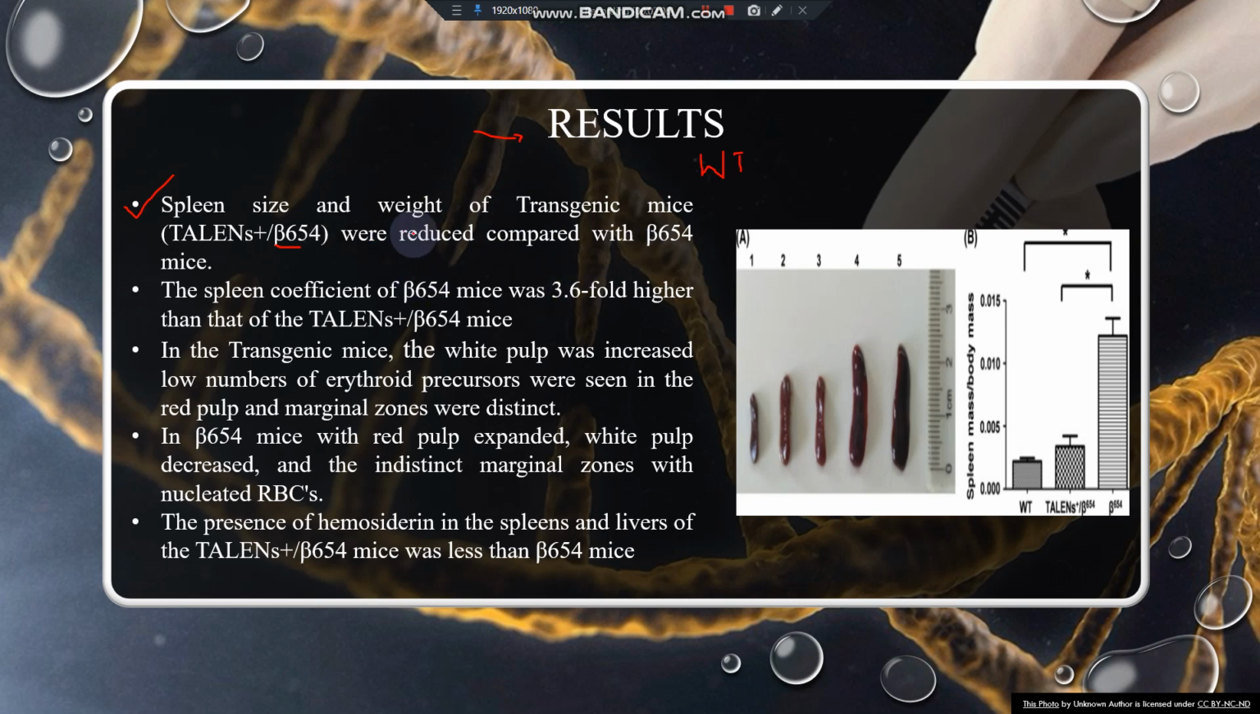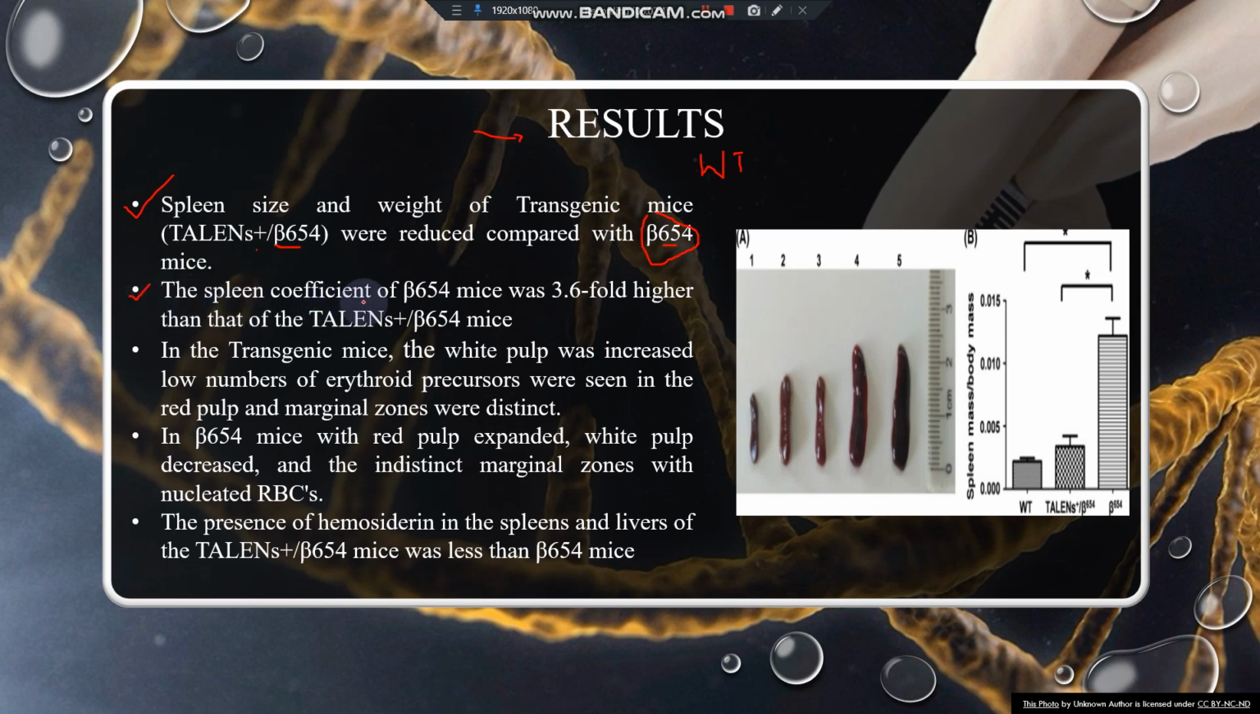So the transgenic mice had a small spleen size, and the weight was also reduced as compared to beta thalassemia mice. Because the spleen size and weight were reduced as compared to beta thalassemia mice, the spleen coefficient of beta thalassemia mice is going to be greater than that of the transgenic mice. So this is what happens in the next point.